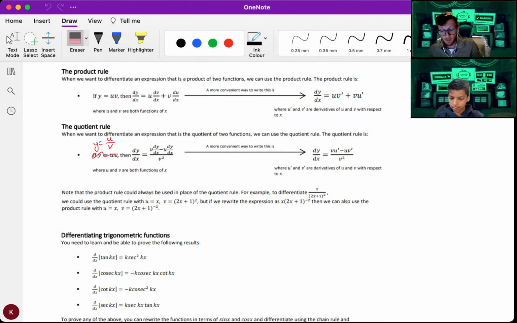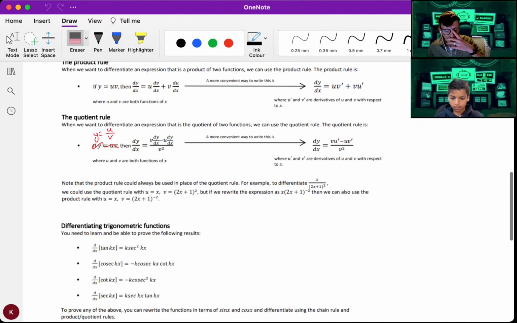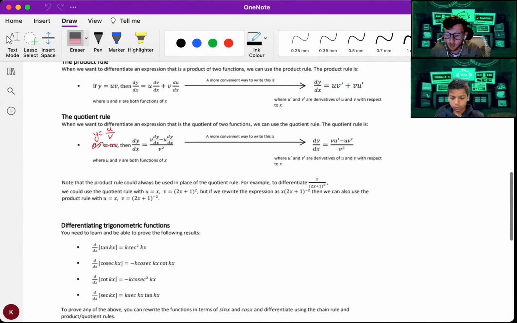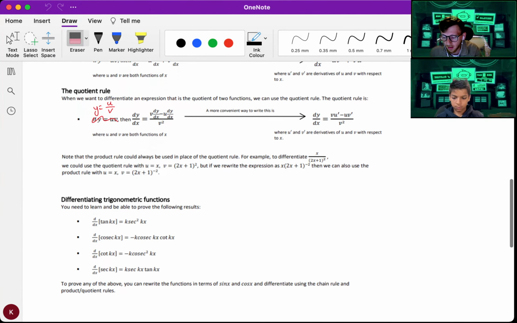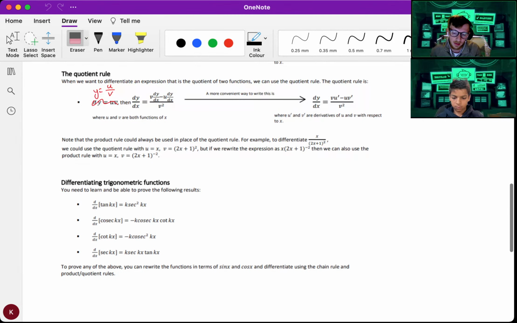Okay, whenever you have the quotient rule, you can actually always do it by the product rule. So, for example, if you had x over (2x plus 1) squared, you could treat that as a product, x multiplied by (2x plus 1) to the negative 2. The product rule, in a lot of cases, could be simpler, but not always. And in some cases, the quotient rule is simpler. So it's important that we know both.